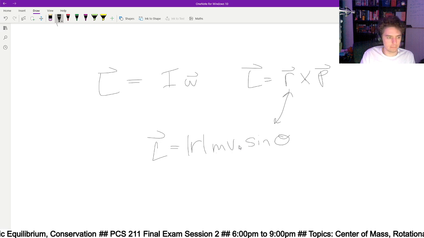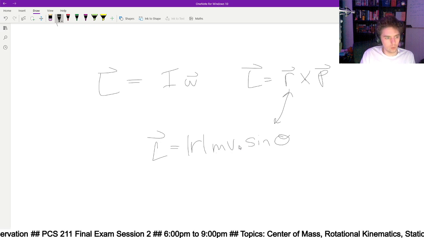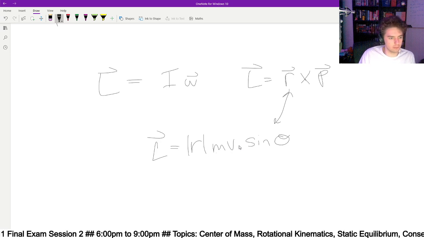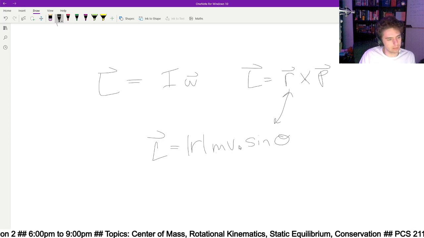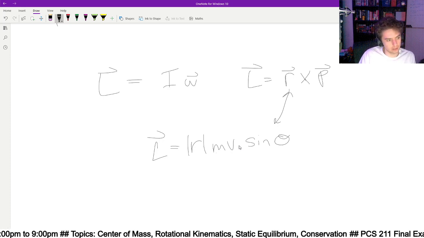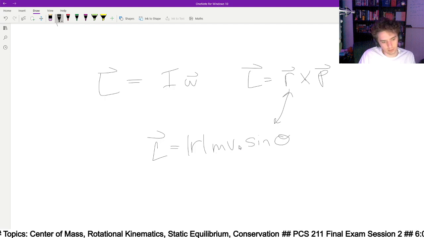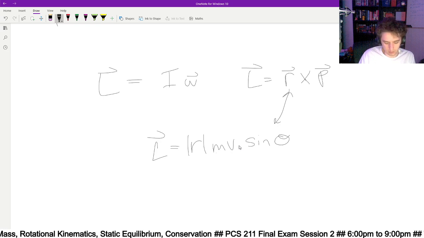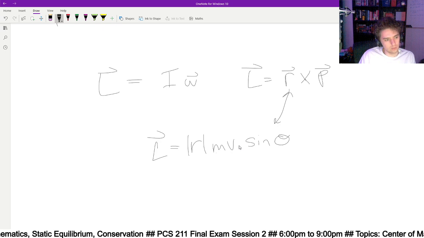Cool. Tomorrow's session, what are we going over again? Well, we're going to finish angular momentum. There's only 2 or 3 questions left, and then we'll do static equilibrium. We'll see how many of the static equilibrium problems we can finish. We'll probably get through all of them. Since it's the day of the test, I'll probably do 4 hours tomorrow, starting at 10, and so we'll get everything done.